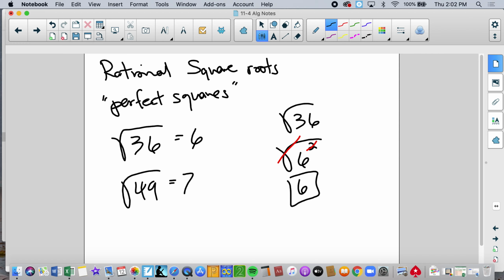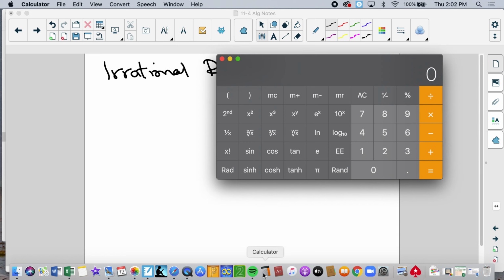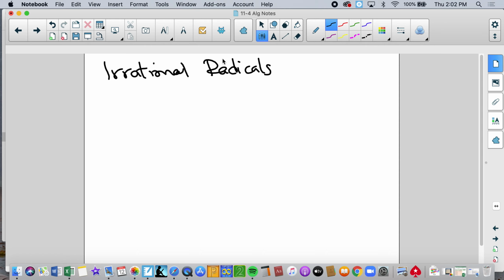So yesterday was rational square roots. Today we're going to deal with irrational square roots, irrational radicals. So if we do the square root of 36 on our calculator, 36 square root equals 6. It gives us a rational number. What if we have the square root of 8?